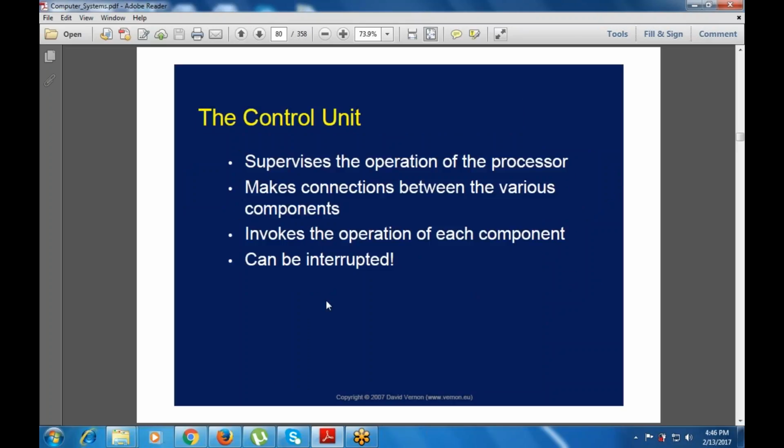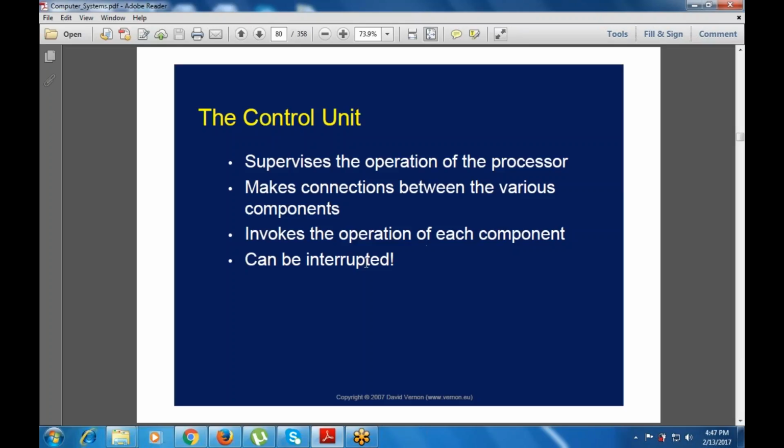As I said, this supervises the operation of the processor. Whatever the operation that we are carrying out, this operates the processing. Then the control unit makes the connections between the various components, and it also invokes the operation of each component. Each and every component is also invoked by the operations in this one.